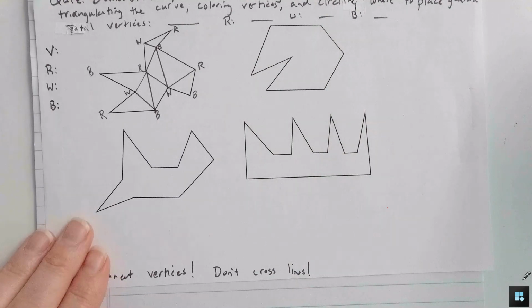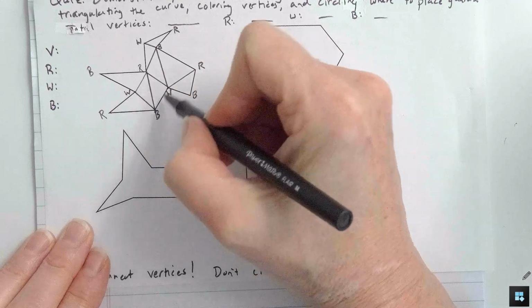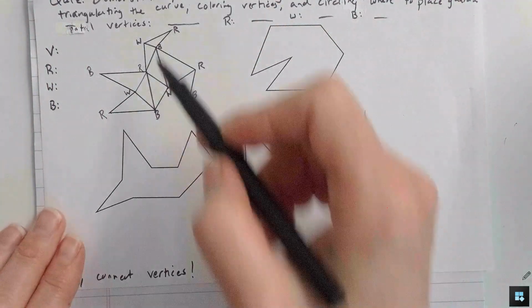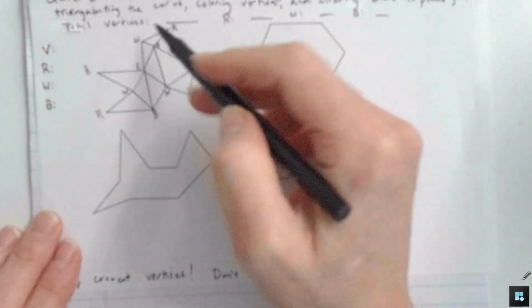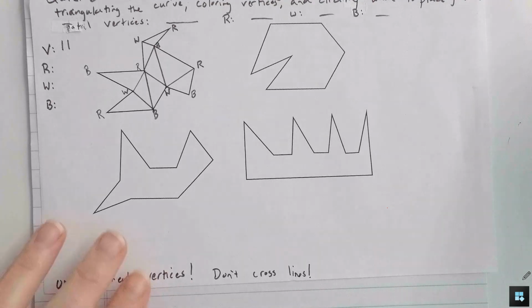See, so total vertices. 1, 2, 3, 4, 5, 6, 7, 8, 9, 10. I think there's 11. Let me remember this time where I started. Yeah, 11 vertices. Okay, so the art gallery theorem tells us the most guards we should need is 11 divided by 3, which is 3.7. So I shouldn't need more than 3. Well, let's see what we have here.